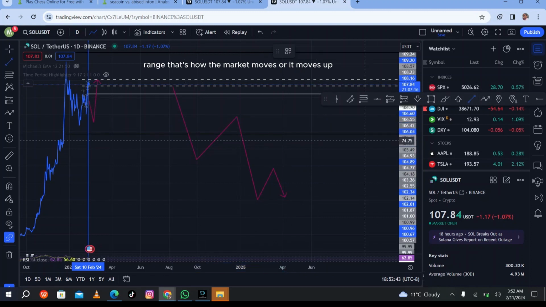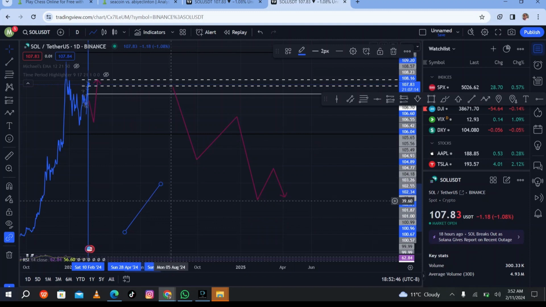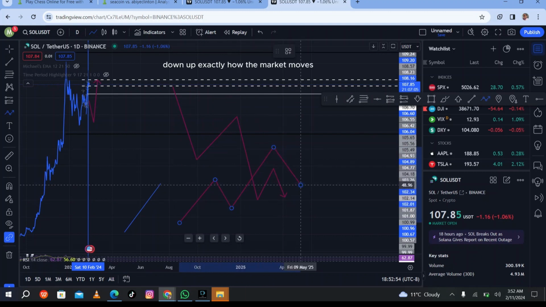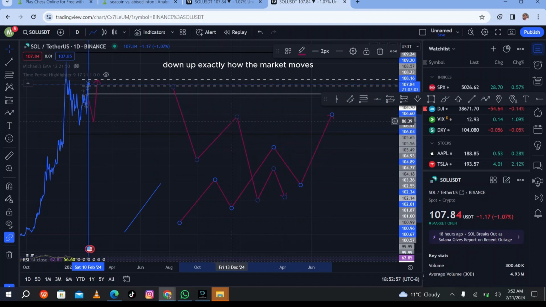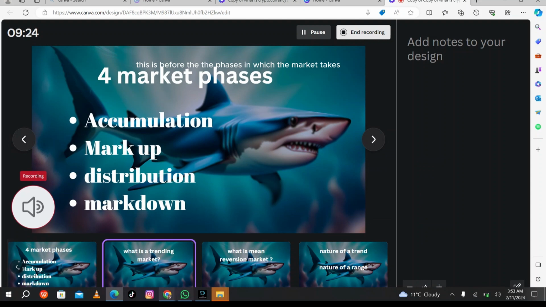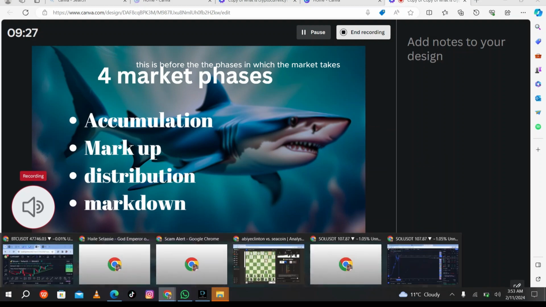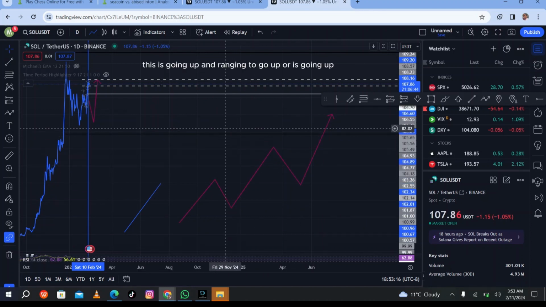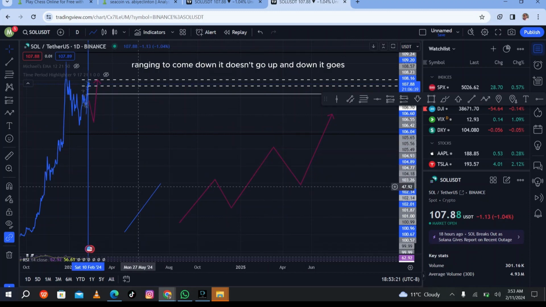Or it moves up, down, up, down, up. Exactly how the market moves. These are the phases the market takes. It's either taking this phase or it's taking this phase. It's either going up and ranging to go up, or it's going up, ranging to come down. It doesn't go up and down.